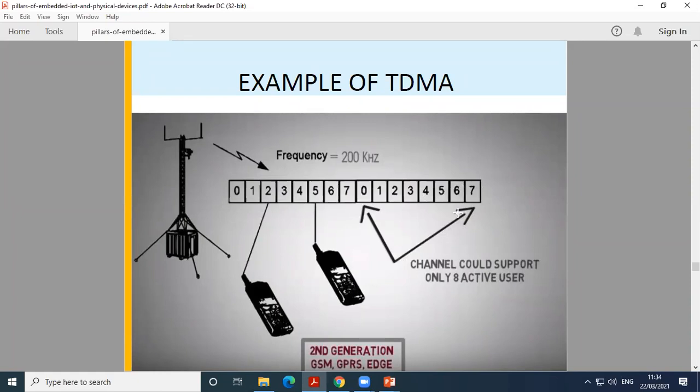In the second generation, we are using GSM, GPRS, or EDGE. You know what GSM, GPRS, and EDGE networks are; that is the second generation, the 2G network. So we divide that frequency as per the requirement of the user. That means we divide the frequency into time slots, and we give access to the network to that particular user within the time slot.